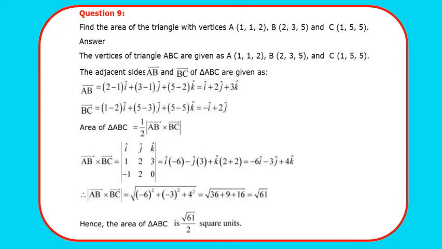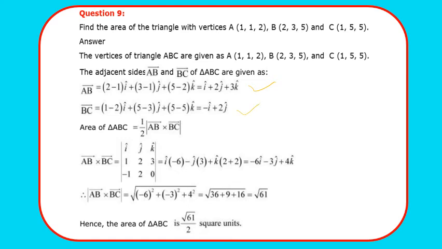Next is question 9. Find the area of the triangle with vertices A (1, 1, 2), B (2, 3, 5) and C (1, 5, 5). Now the vertices of triangle ABC are given. The adjacent sides AB and BC of triangle ABC are vector AB equals (2 minus 1) i plus (3 minus 1) j plus (5 minus 2) k, which is equal to i plus 2j plus 3k. And vector BC equals (1 minus 2) i plus (5 minus 3) j plus (5 minus 5) k, which is equal to minus i plus 2j.